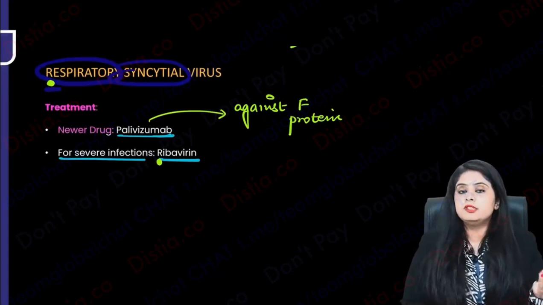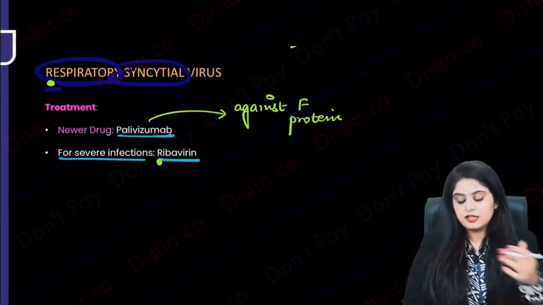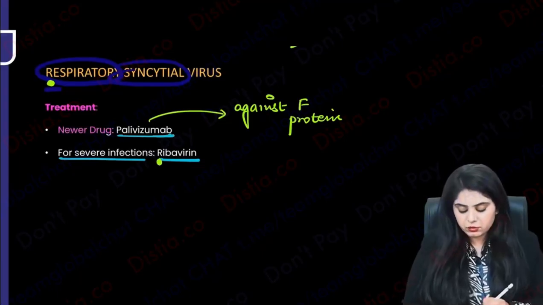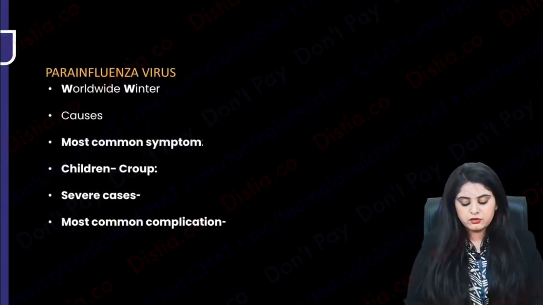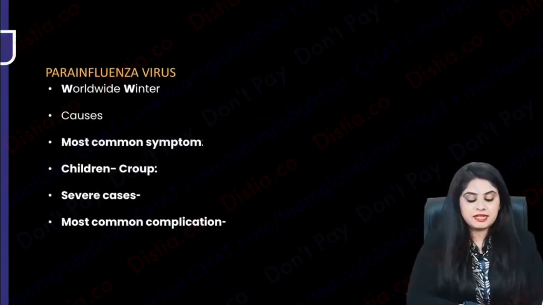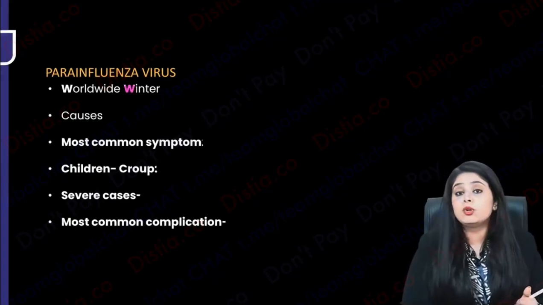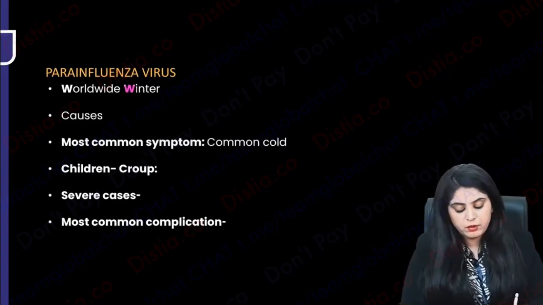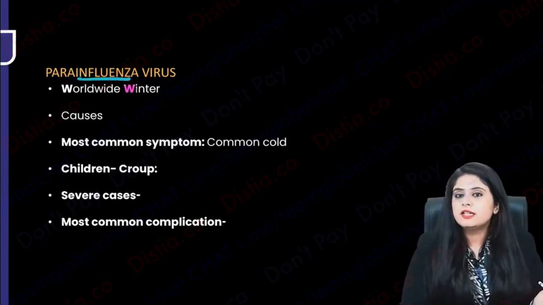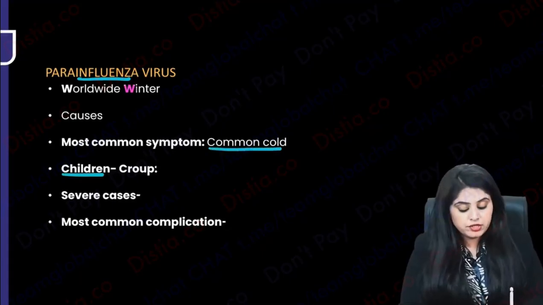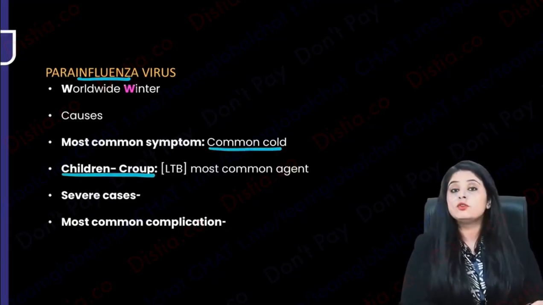Now, what all have we done? Measles, mumps, RSV is done. Next we have two short ones, parainfluenza and Nipah virus. When I talk about parainfluenza, we'll try to finish it off in just one slide. This is going to be seen more in the winter months. What all does it cause? One of the most common symptoms, just like influenza in Orthomyxoviridae, this also causes common cold. But in children, it's one of the most common causes of croup. What is croup?